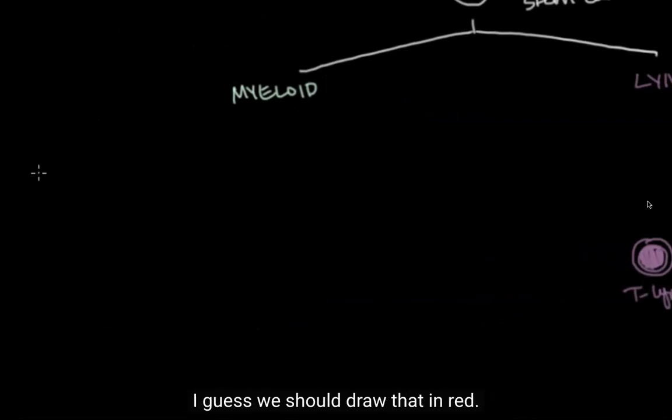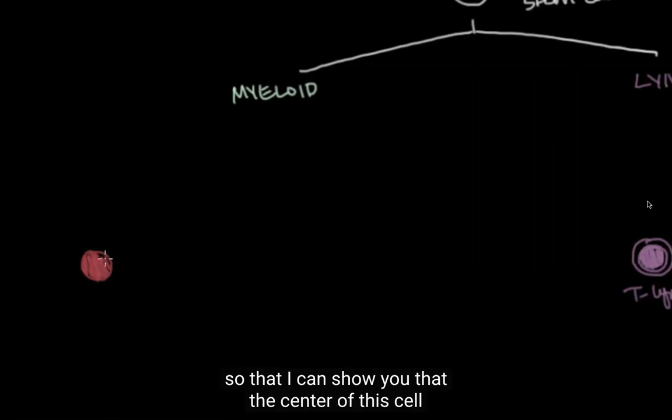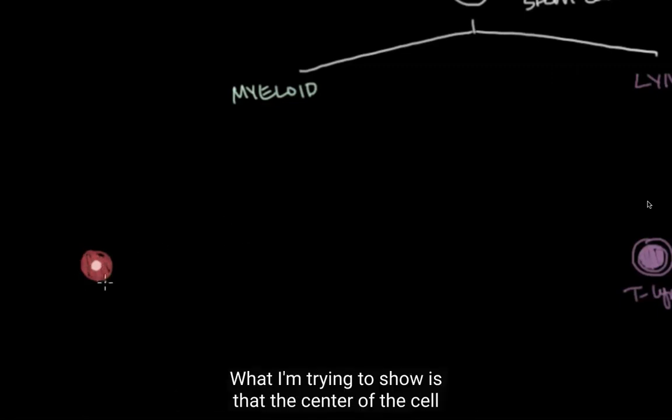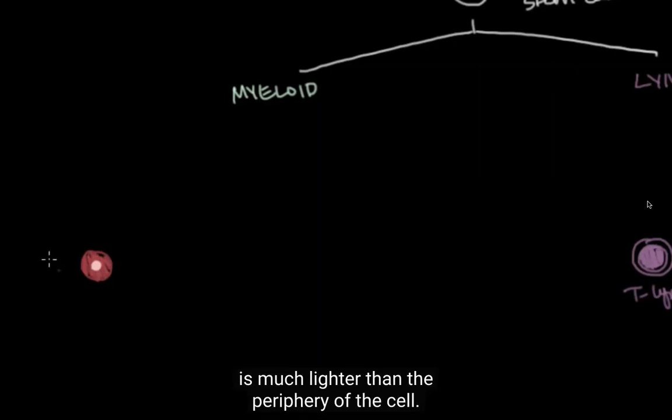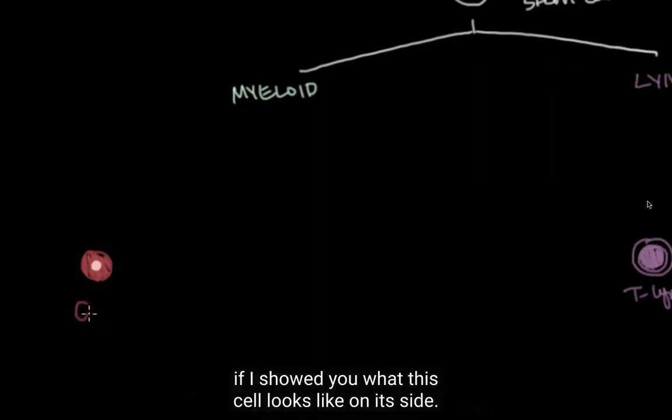So I guess we should draw that in red. And this is also a very small cell. And I'm going to shade in this cell so that I can show you that the center of the cell is much lighter than the edges or the periphery of the cell. So this is not the cell's nucleus, guys, because we know that red blood cells don't have nuclei. What I'm trying to show is that the center of the cell is much lighter than the periphery of the cell.